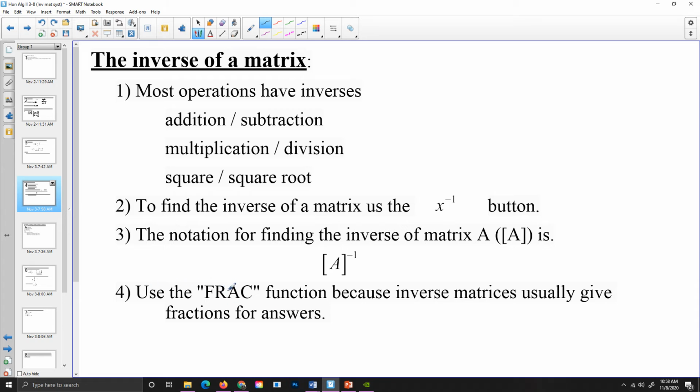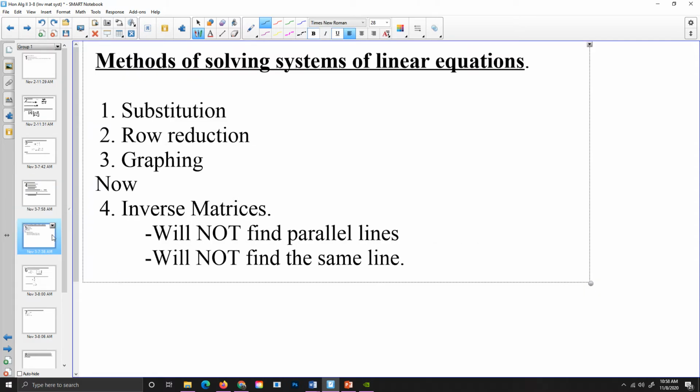And again, we should use the fraction conversion tool, because when you invert matrices it usually gives fractions as part of its answer. And so now we have a couple of methods for solving systems of linear equations. We have substitution, we have row reduction, we have graphing. But now we're going to have matrices.